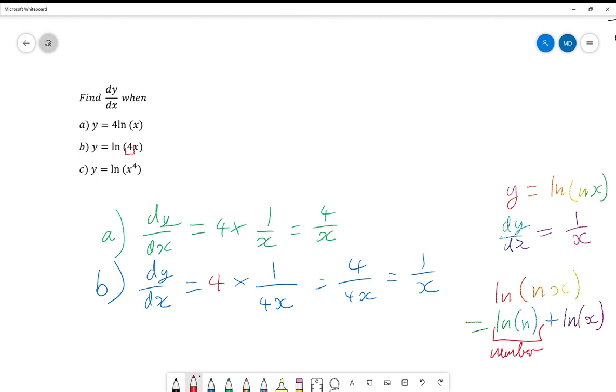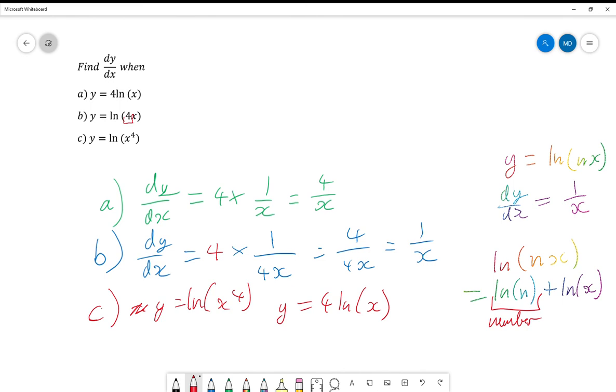And lastly, for c, if I have y equal to the natural log of x to the power of 4, then we do, again, another one of our log laws first. We bring that 4 out. y is equal to 4 times by the natural log of x. And then we differentiate it as before, just like in a, dy by dx equals 4 over x. And there you go. That's how you differentiate using natural logs.